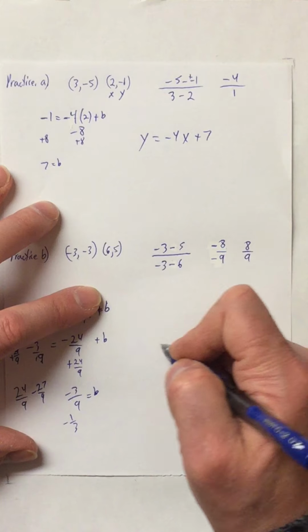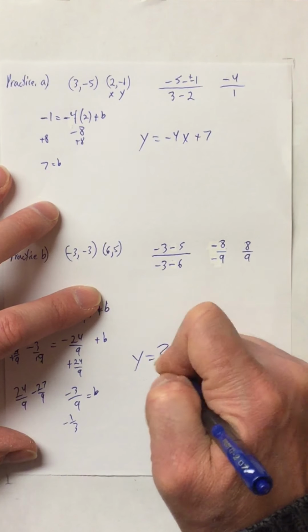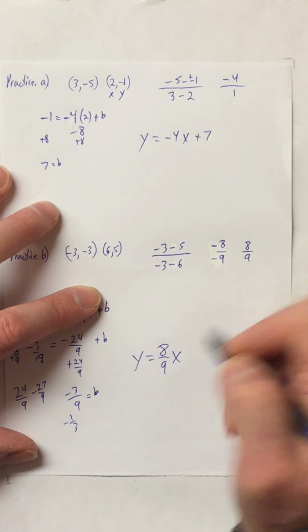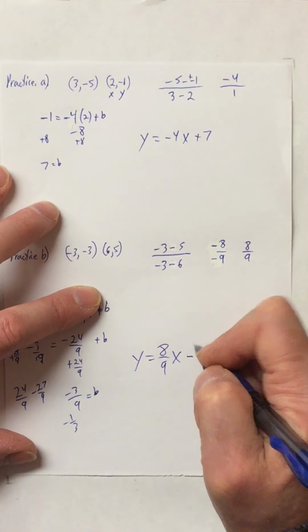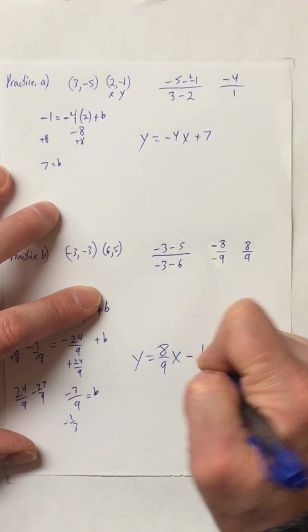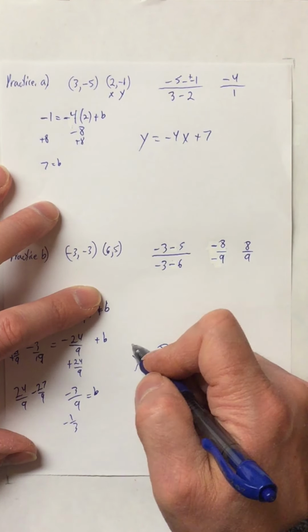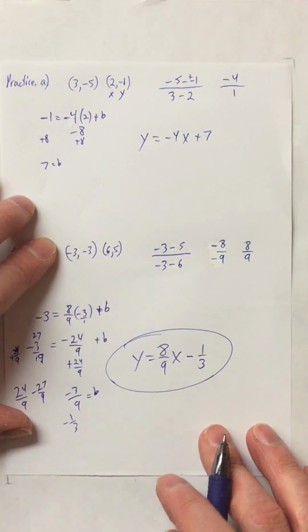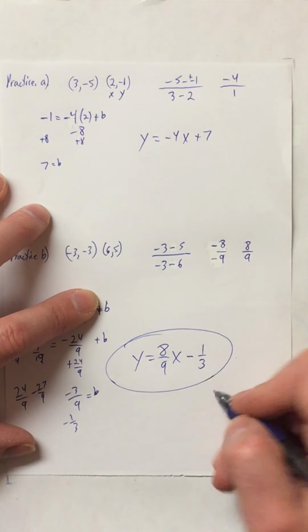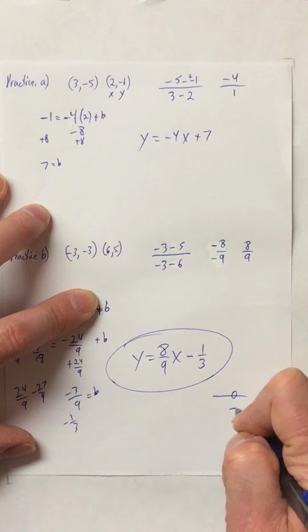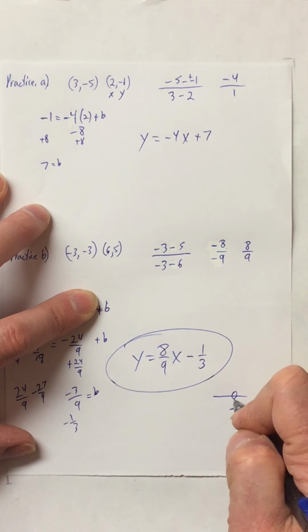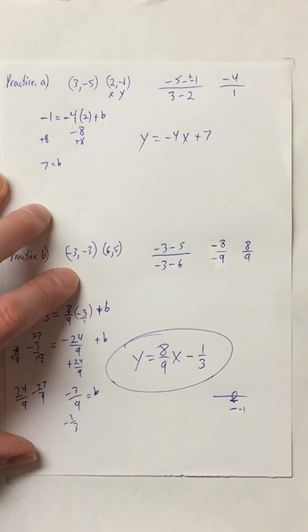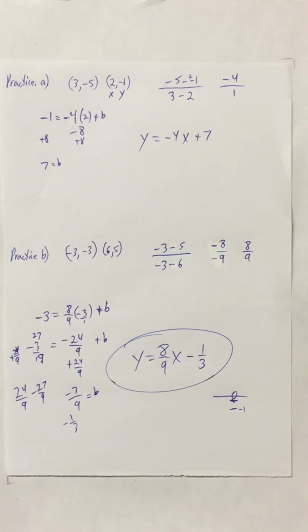Let's write my answer out. Y is equal to my slope of 8/9 times my x value minus, because there's a negative there, 1/3 for my intercept. What that means for my intercept is if here's 0 and here's negative 1, it's actually right here, 1/3 of the way. A little tricky there if you were to have to graph that.